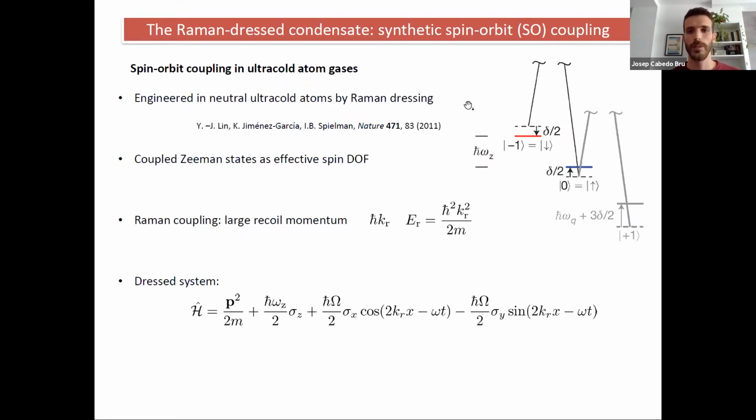But nonetheless, there's been a lot of effort in the ultra-cold atom community to be able to simulate the physics of charged particles in general. And in particular, about a decade ago, in the group of Ian Spielman, they realized with a very simple approach a form of synthetic spin-orbit coupling in ultra-cold atoms based on Raman dressing.